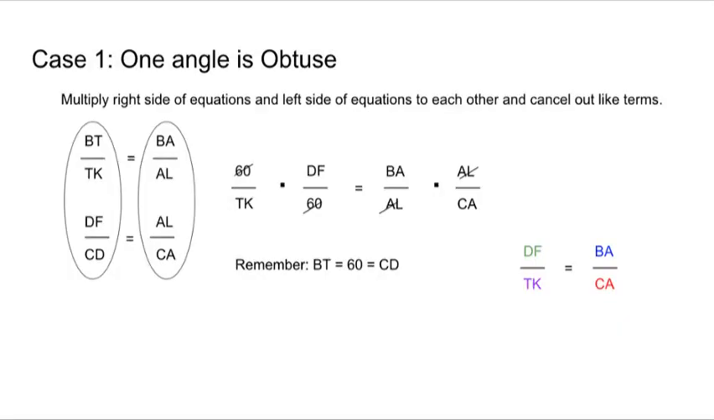Now, multiply the right side of the equations and the left side of the equations to each other and cancel out like terms. First, multiply 60 over TK by DF over 60. Here, the 60s cancel out, giving us DF over TK. Now multiply BA over AL times AL over CA. The ALs cancel out, giving us BA over CA. Thus, we can now write DF over TK is equal to BA over CA.